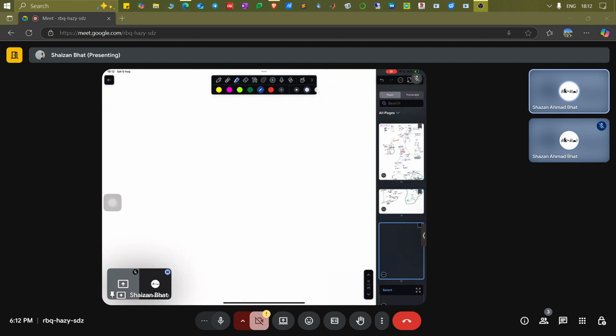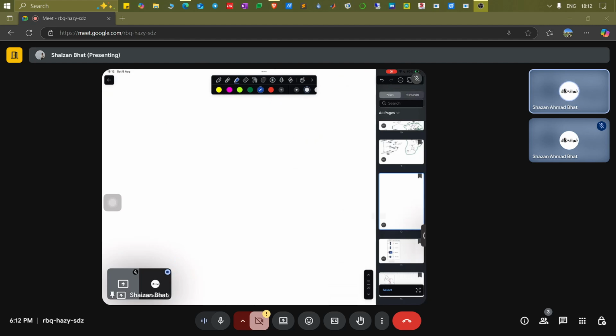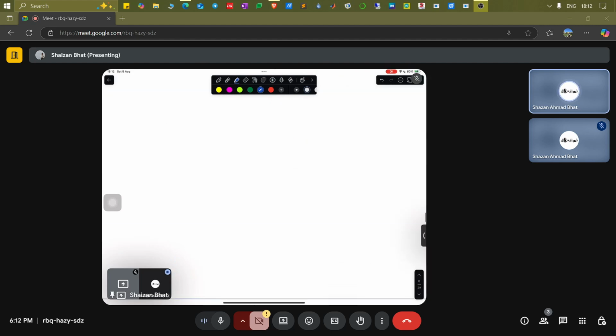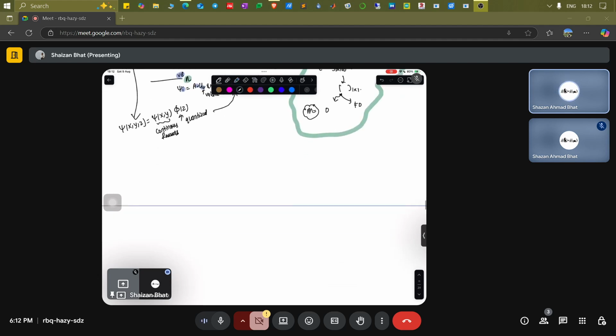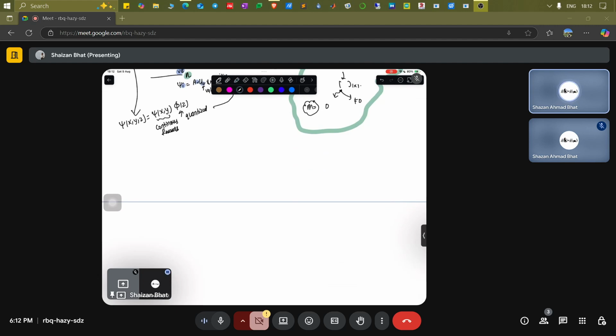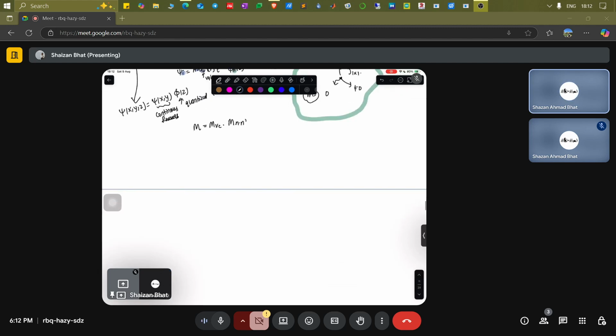It has to be clear so that we avoid any confusion. When you watch this video on YouTube, you just have to be careful while writing the equations. Now you can write the overall dipole moment M as equivalent to M_vc times M_n n dash. This is the dipole moment between the conduction band and the valence band.